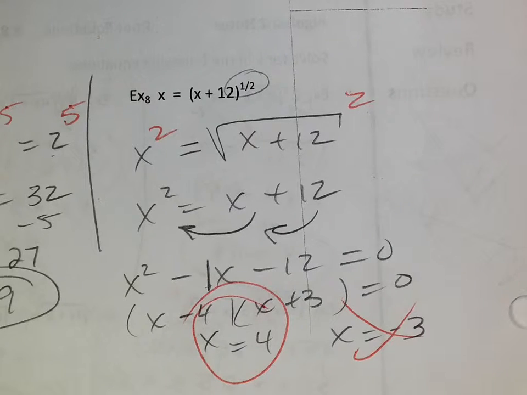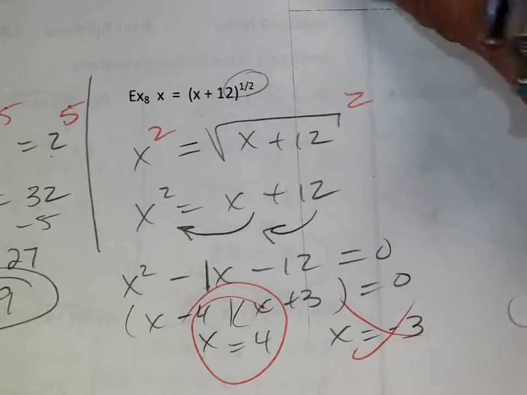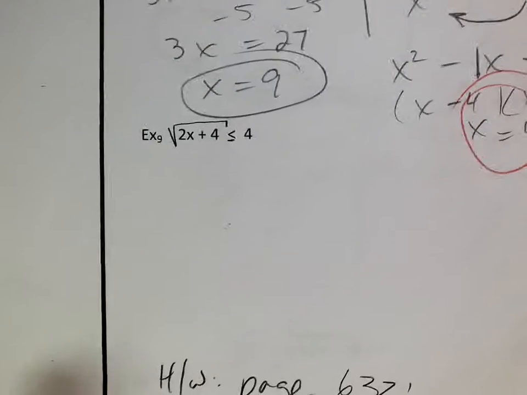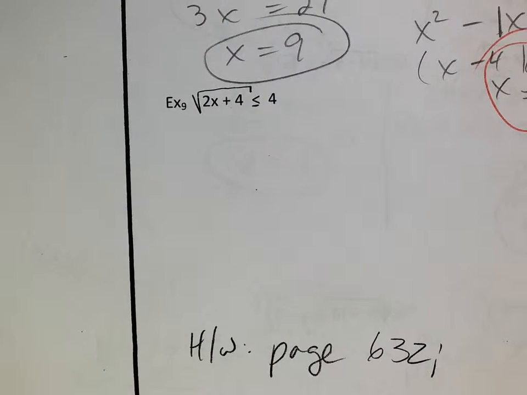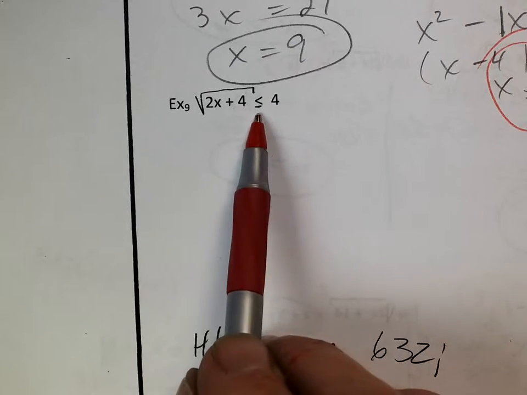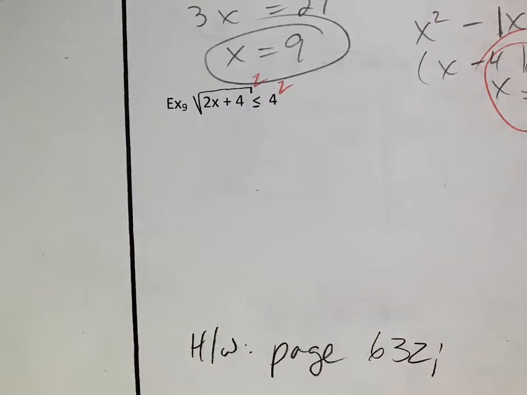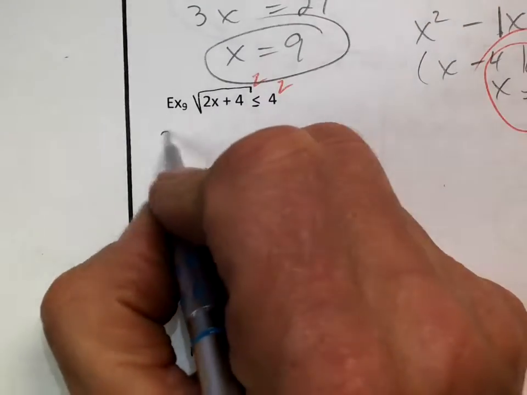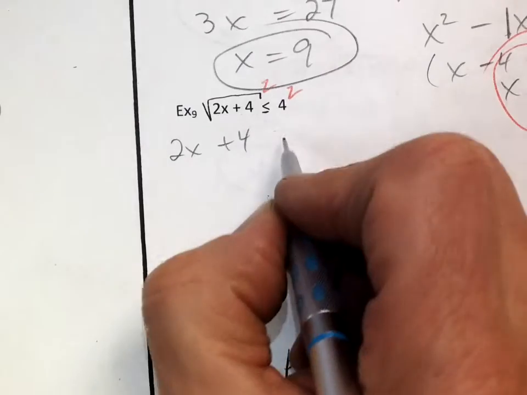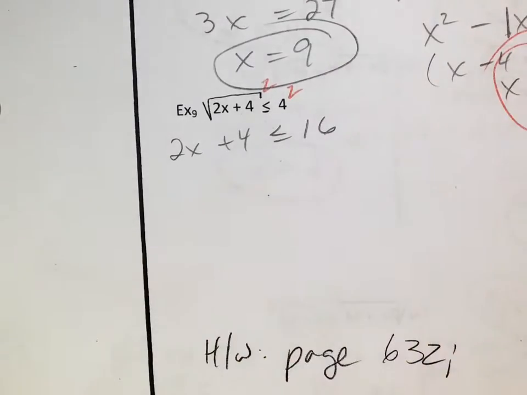Okay, number 9. Same thing. The only difference is it's going to be an inequality. So let's just graph it or let's solve it like an inequality. Same thing. The only difference is we have an inequality. We have less than or equal to. So square it, right? So we're left with 2x plus 4 less than or equal to 16.